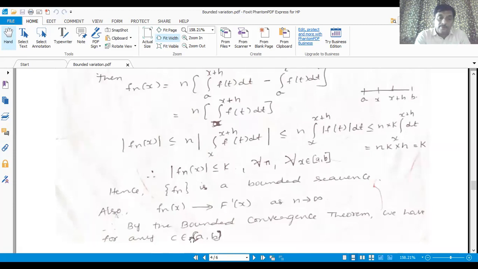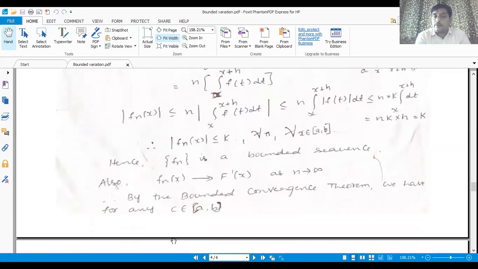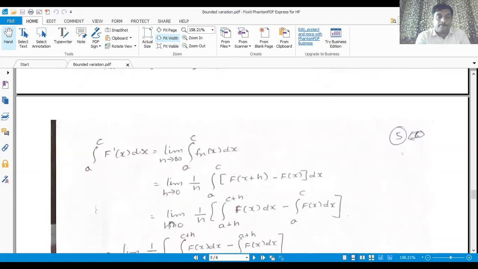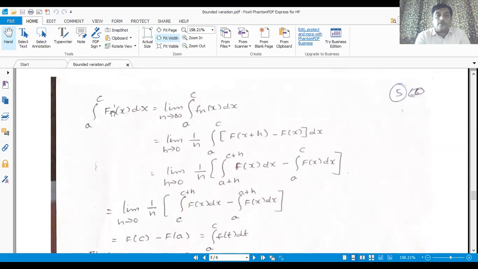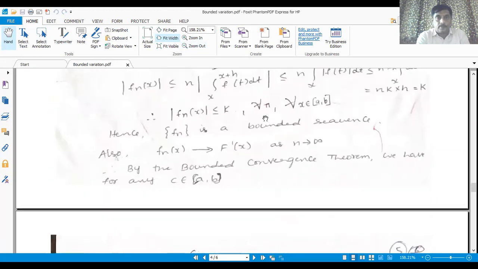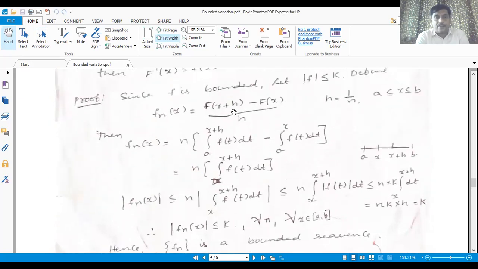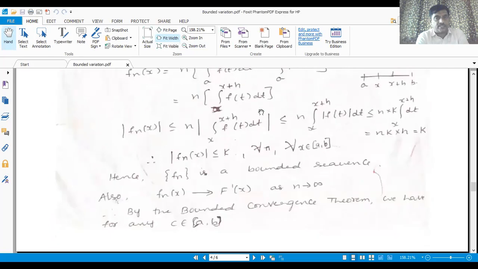We have some point c lying in the closed interval a comma b, then the integral from a to c of F'(x) dx is equal to the limit, because we use the bounded convergence theorem here, the limit as n tends to infinity of the integral from a to c of f_n(x) dx. Then this f_n(x) can be replaced by our function, which we have taken as f_n(x) equal to F(x+h) minus F(x) divided by h.